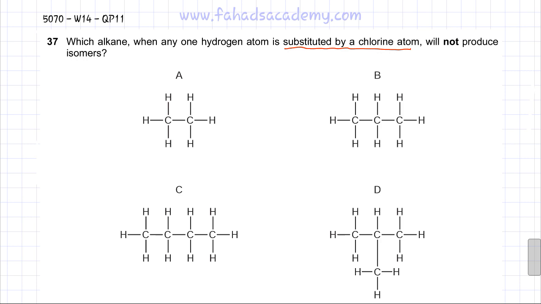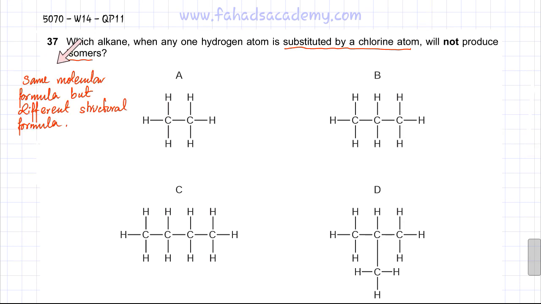The first thing I need to do is identify or define what an isomer is. An isomer is basically molecules having the same molecular formula but different structural formulas. Same molecular formula means that they have exactly the same number of atoms, but different structural formula means that their structures, or their arrangement, are going to be different.